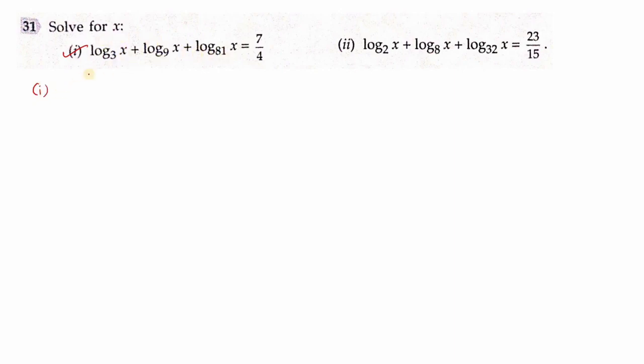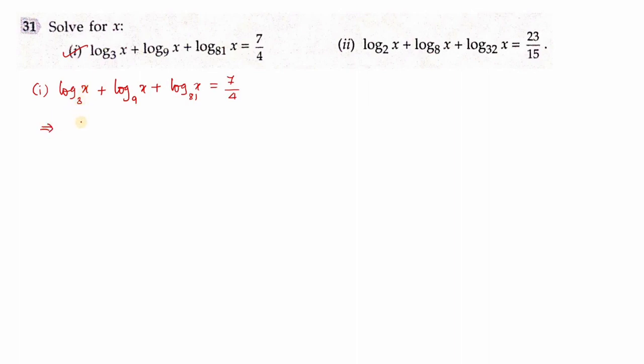Solve for x means we need to find the value of x. So what is given to us is log x at the base 3 plus log x at the base 9 plus log x at the base 81 is equal to 7 by 4. See, we have different bases. We'll try to make them equal. So that can be done only if we use the change of base.